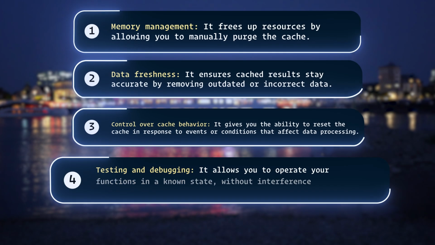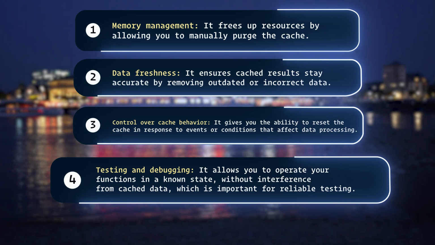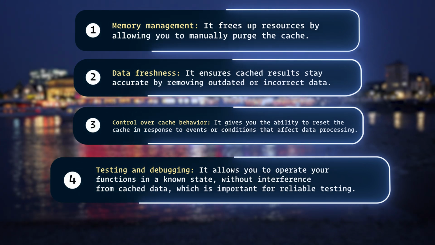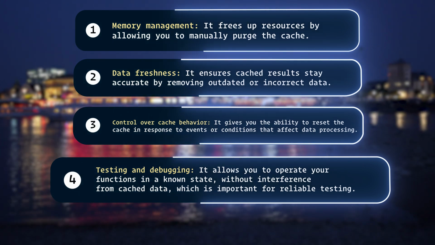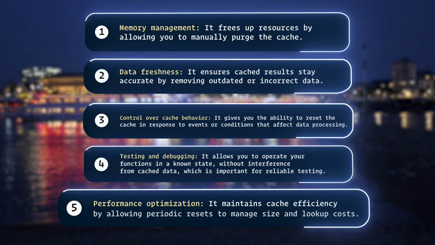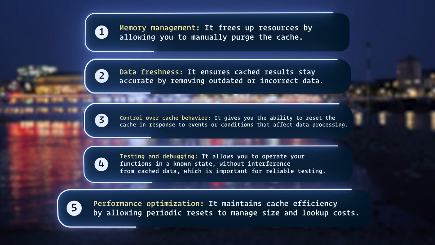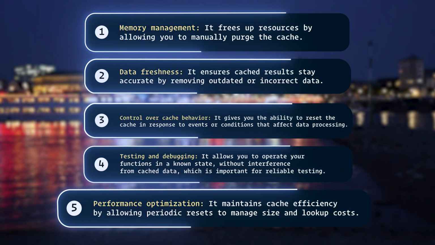Number four, testing and debugging. It allows you to operate on your code in a known state without interference from previously cached results so that your code stays reliable in testing and debugging. And number five, performance optimization. The clear method maintains efficiency by allowing you to do periodic resets of your size and lookup costs.